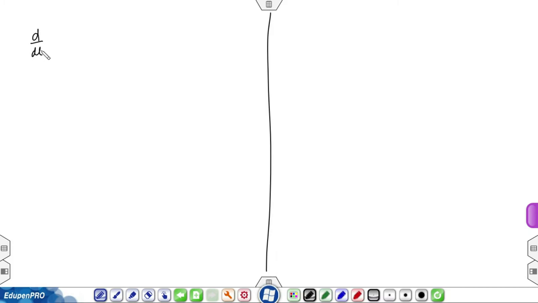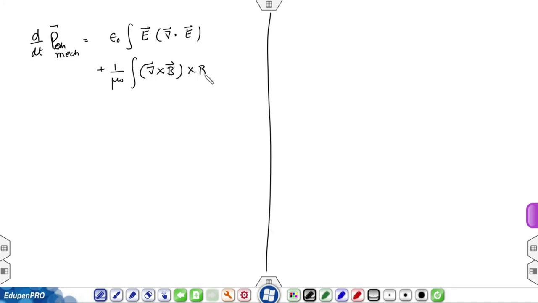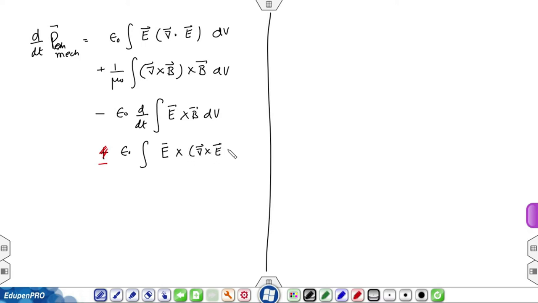that d/dt of P mechanical is equal to epsilon 0 integral E divergence of E plus 1 over mu 0 integral curl of B cross B, and the term that we just worked out is going to be minus epsilon 0 d/dt of E cross B, all integrated over the volume, plus epsilon 0 integral. Is it plus or minus? Let me just check. So, this is going to be a minus sign, E cross curl of E dV.